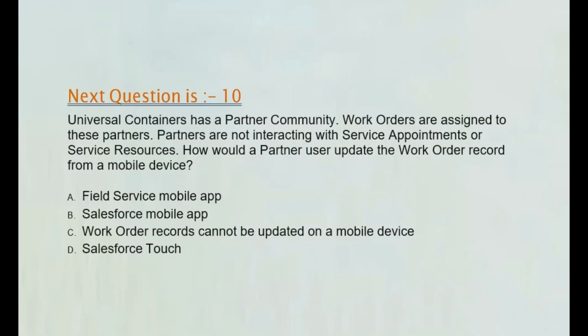Question is Universal Containers has a partner community. Work orders are assigned to these partners. Partners are not interacting with service appointments or service resources. How would a partner user update the work order record from a mobile device?